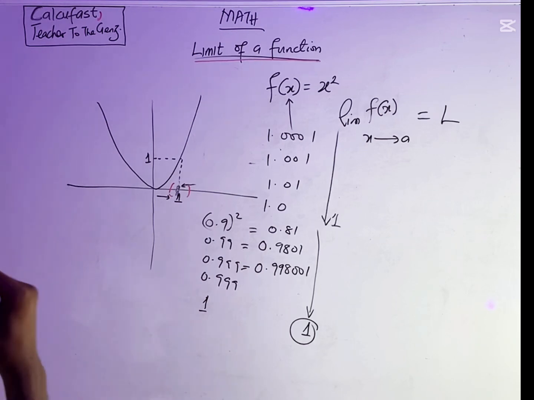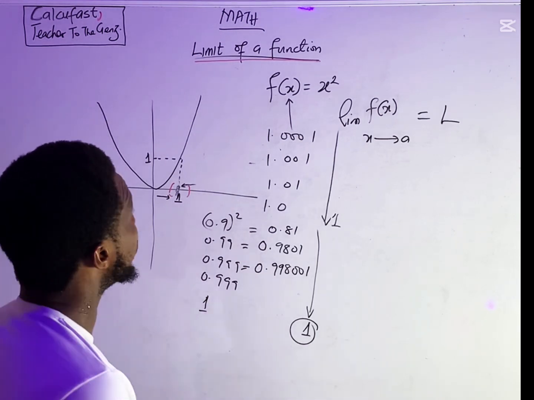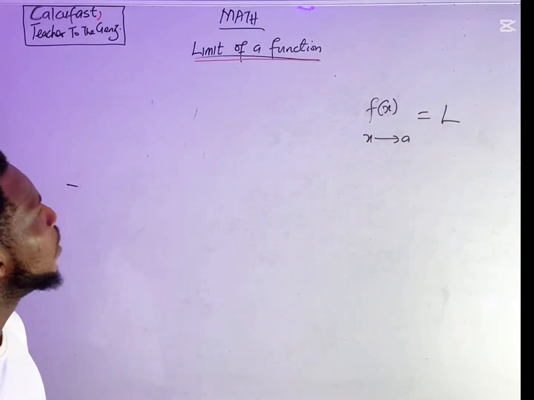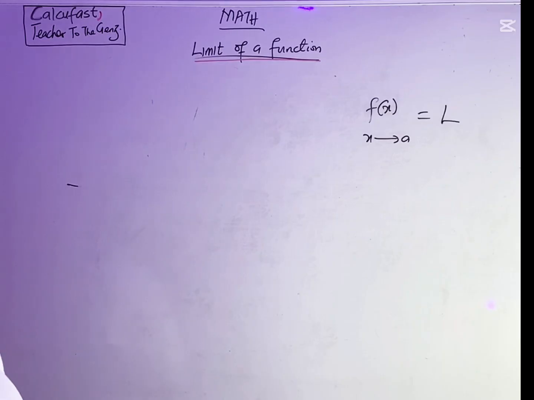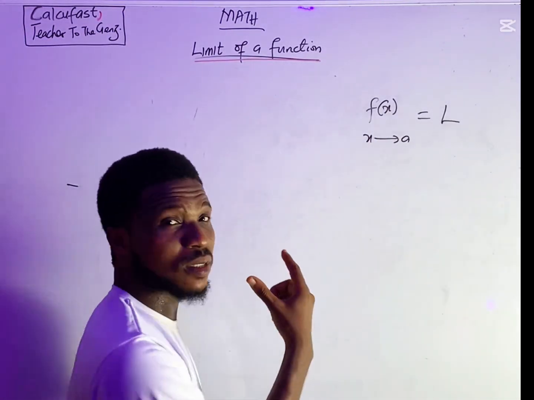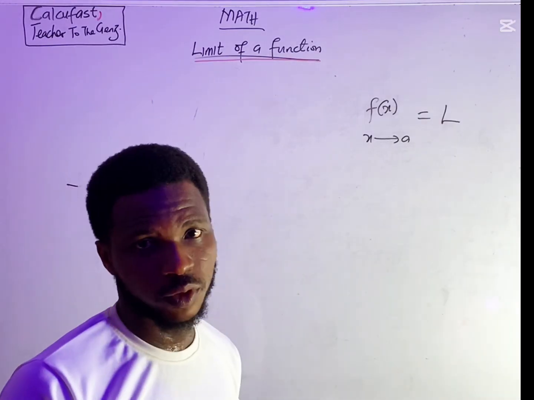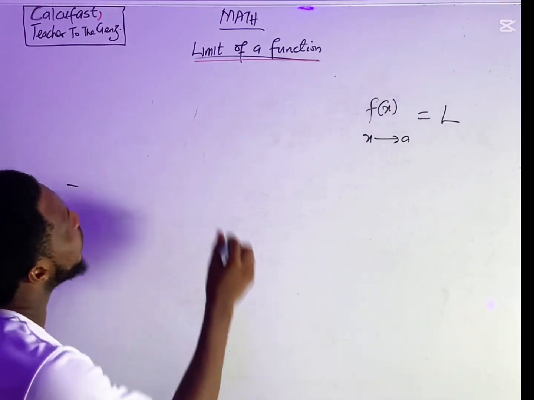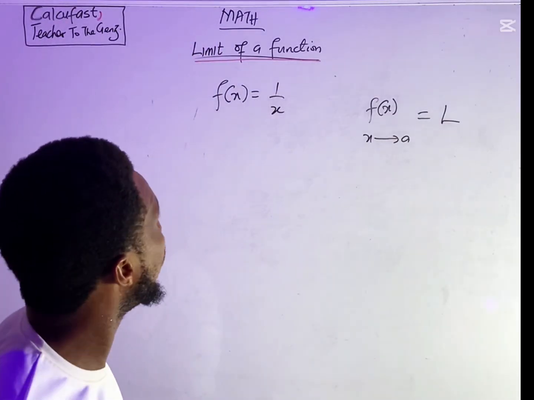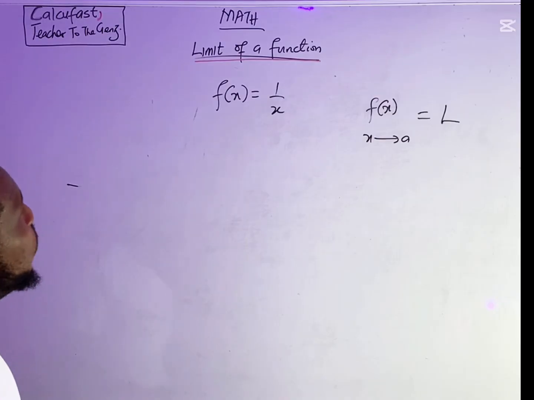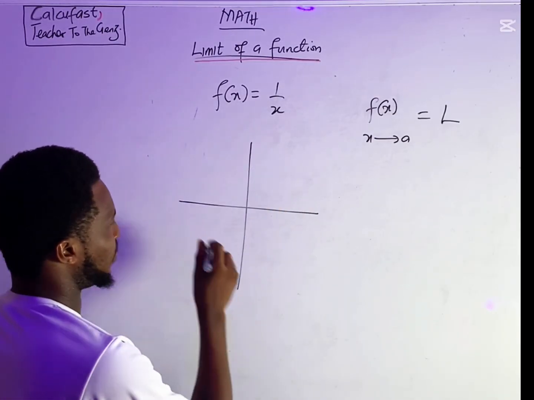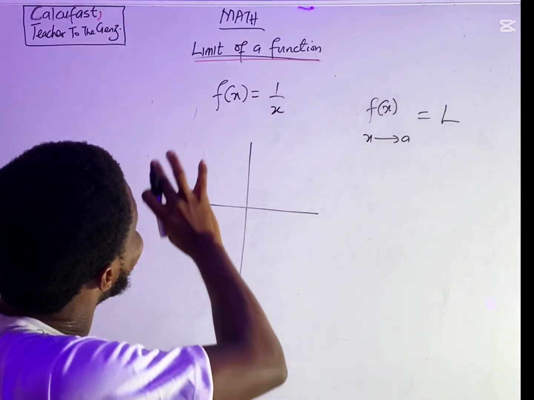Are we together? Now let's consider another function, because the one we considered before is a continuous function. Let's consider another function that is not, let's say f of x equals 1 over x. Now look at the behavior. We want to see the behavior of this. Let's quickly graph it. You can use Desmos to check or to graph this.